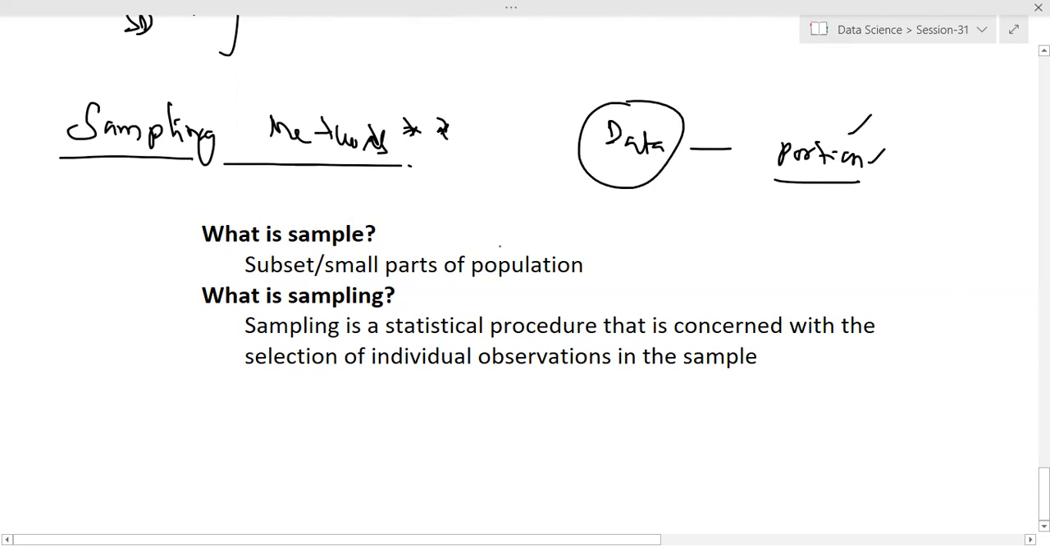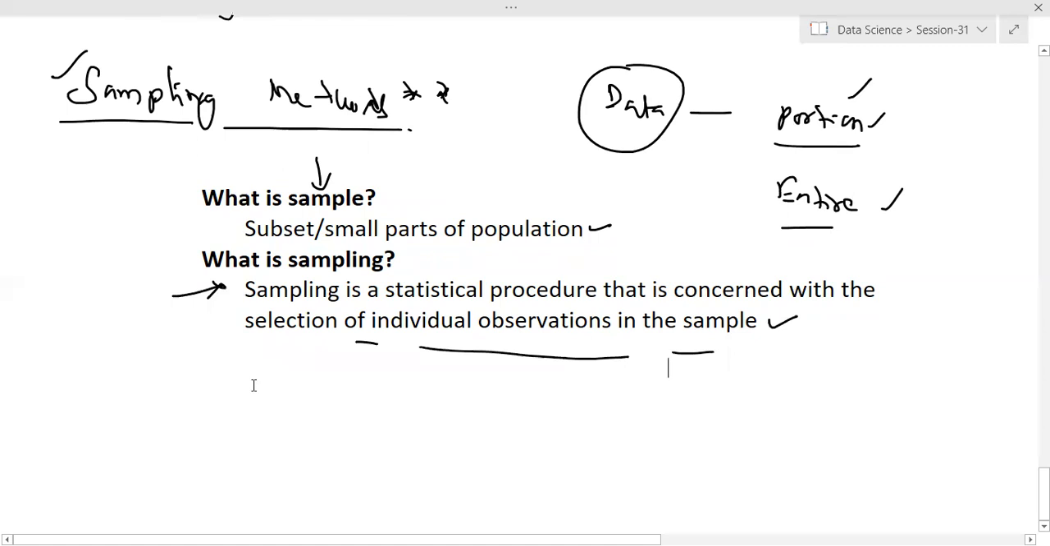In statistical terminology, in a proper definition, a subset is a small part of the population. What do you mean by population, by the way? It's the whole area, the entire data. Now, this is a sample, friends, not sampling. Our interest is in the sampling methods. A sample is a subset or small part of the population. What do you mean by sampling? Sampling is a statistical procedure that is concerned with the selection of individual observations in the sample.